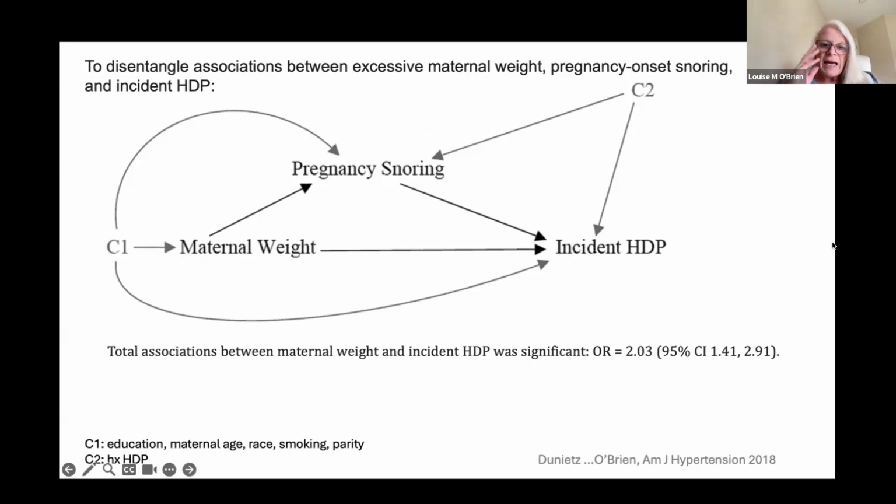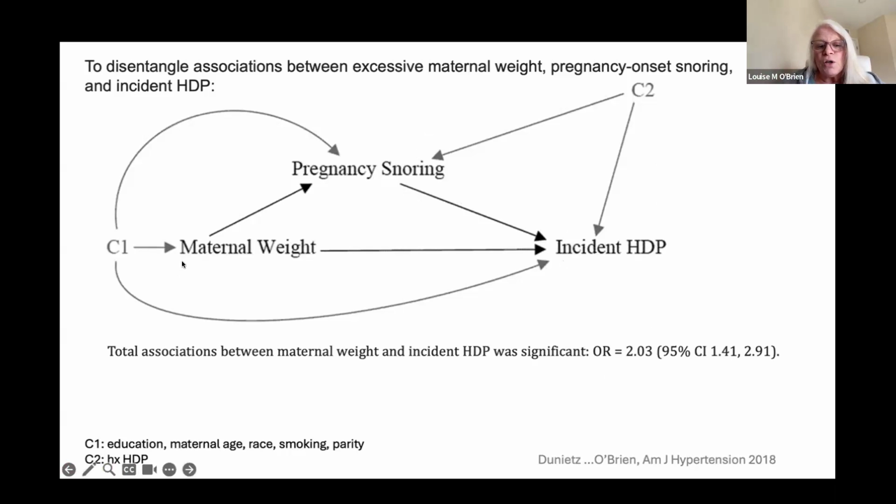So we drew this DAG and we thought, we'll analyze this. We looked at the overall effect and we got this odds ratio of 2. If you were overweight, there was a 2-fold increase in the odds of developing hypertensive disorders of pregnancy. We'd accounted for these variables down here.